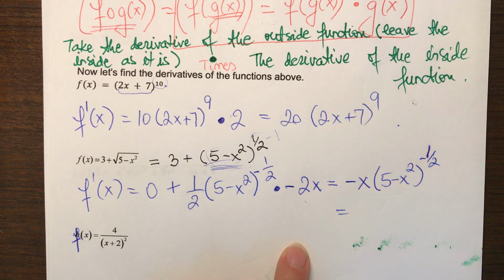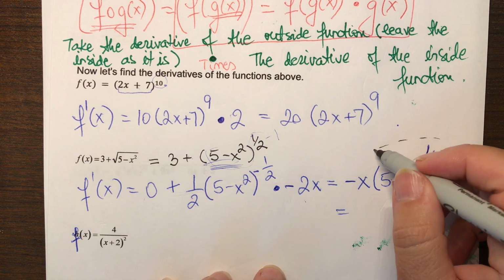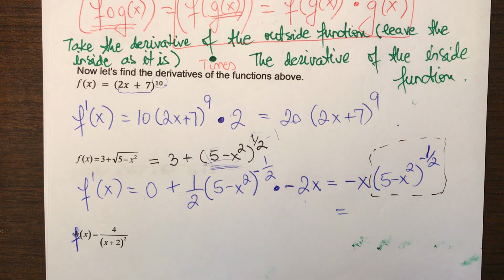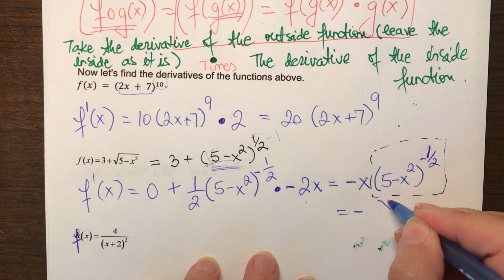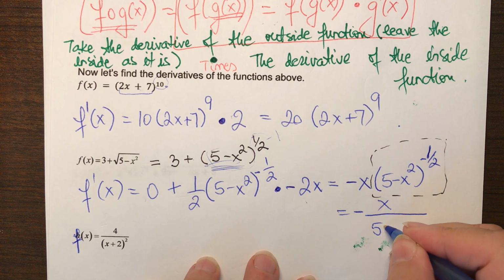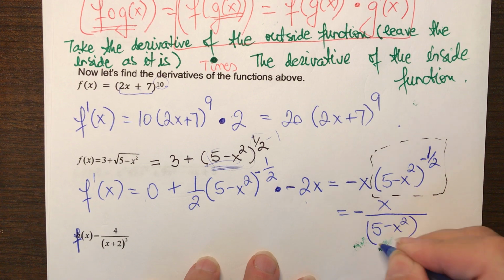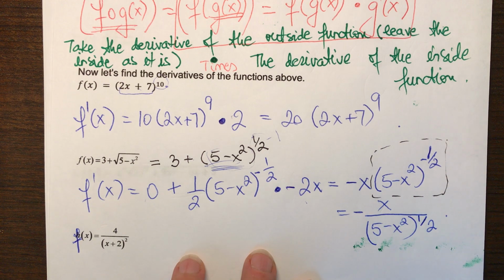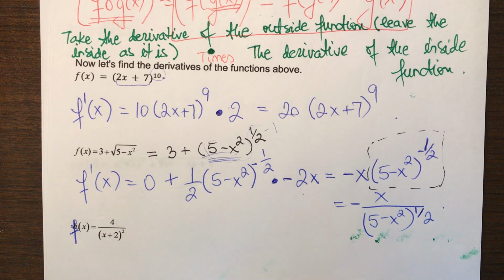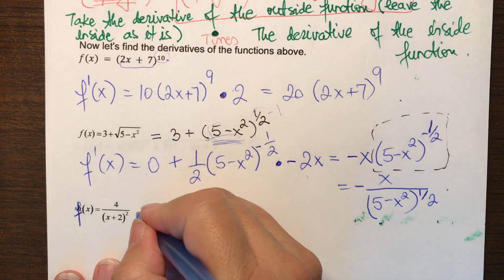So what happens to the negative exponent part? Anything that has a negative exponent has to move to the denominator. So that means I'm going to throw this 5 minus x squared under the x, in the denominator of this fraction. Then it can get a positive exponent. Okay. All right, and finally, same thing here.